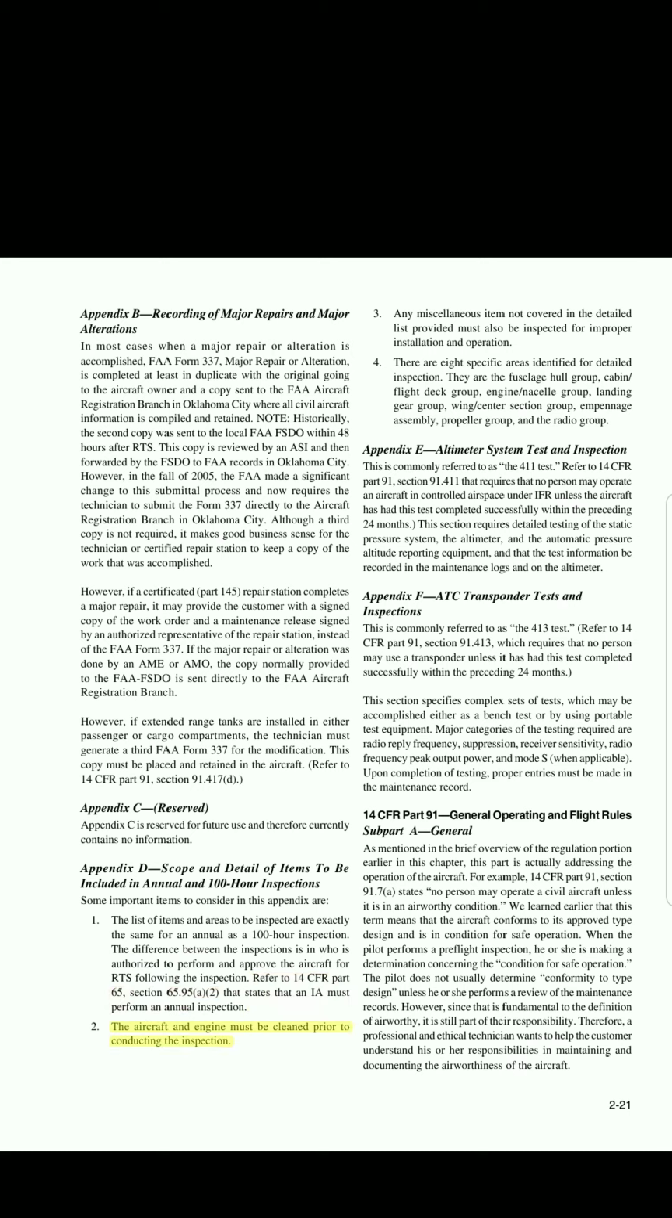2. The aircraft and engine must be cleaned prior to conducting the inspection. 3. Any miscellaneous item not covered in a detailed list provided must also be inspected for improper installation and operation. 4. There are 8 specific areas identified for detailed inspection. They are the fuselage and hull group, cabin and flight deck group, engine and nacelle group, landing gear group, wing and center section group, empennage assembly, propeller group, and the radio group.